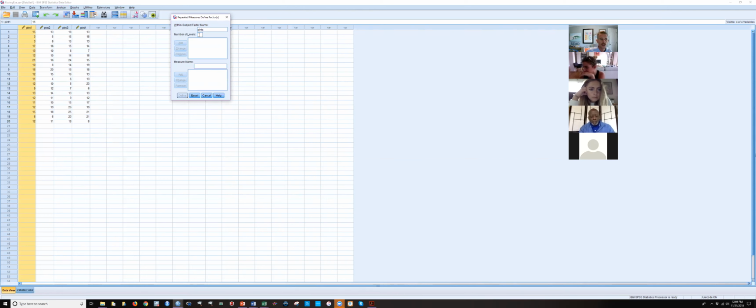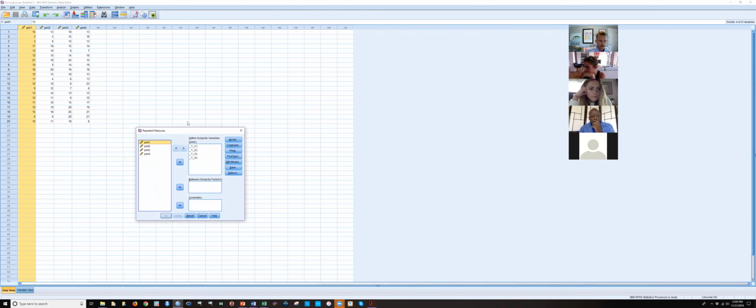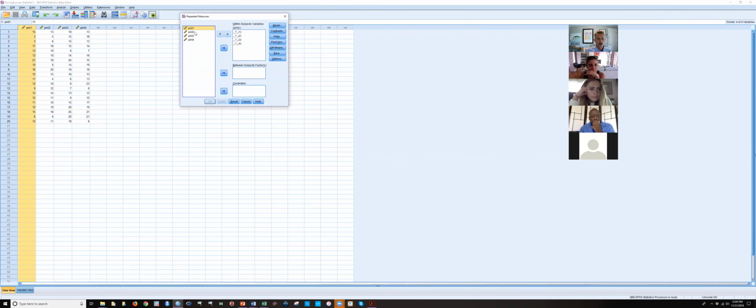So how many levels are there? There are 4 levels: 1 pint, 2 pints, 3 pints, 4 pints. So we're going to tell SPSS there are 4 levels, okay? And then you hit add, and then you hit define. Then you select all of the pints, 1, 2, 3, 4, and you dump them over. It's asking which one you want to code as 1, 2, 3, 4. Pint 1 is 1, pint 2 is 2, pint 3 is 3, and pint 4 is 4. Okay?